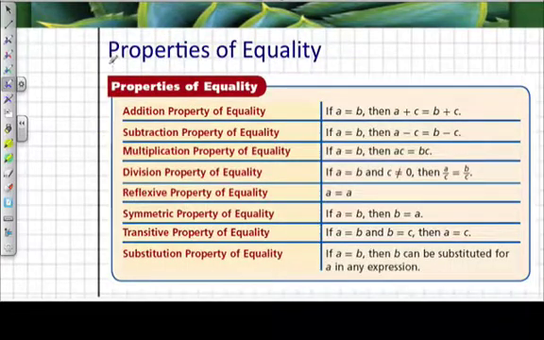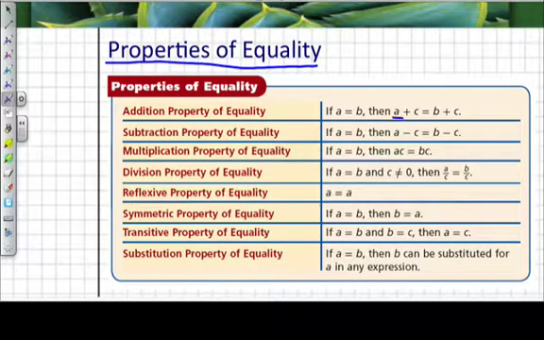Now, I've got a handout for you here, and I want you to tape this handout in your book now under Properties of Equality. You should be familiar with these properties. They shouldn't seem new to you, but we're going to give them a name. So, for example, the addition property of equality says, if A is equal to B, then A plus C is equal to B plus C. In other words, we can add the same thing to both sides of an equation, and the equation stays equal.